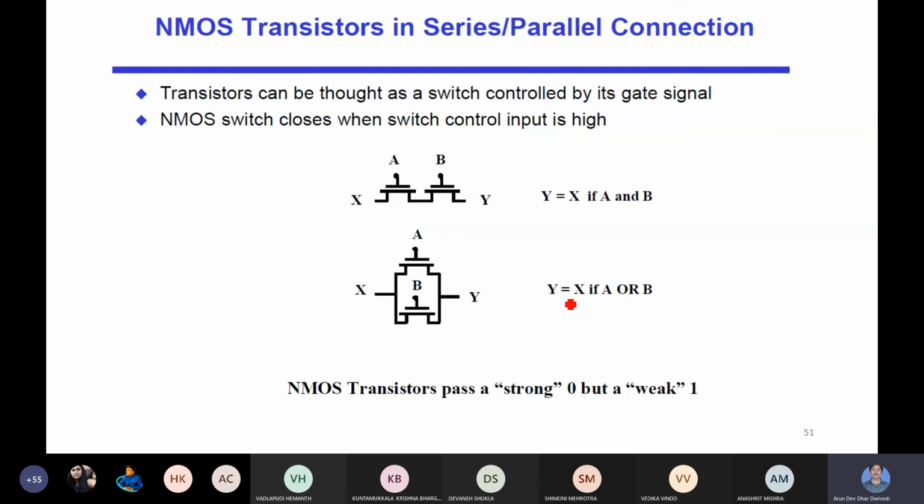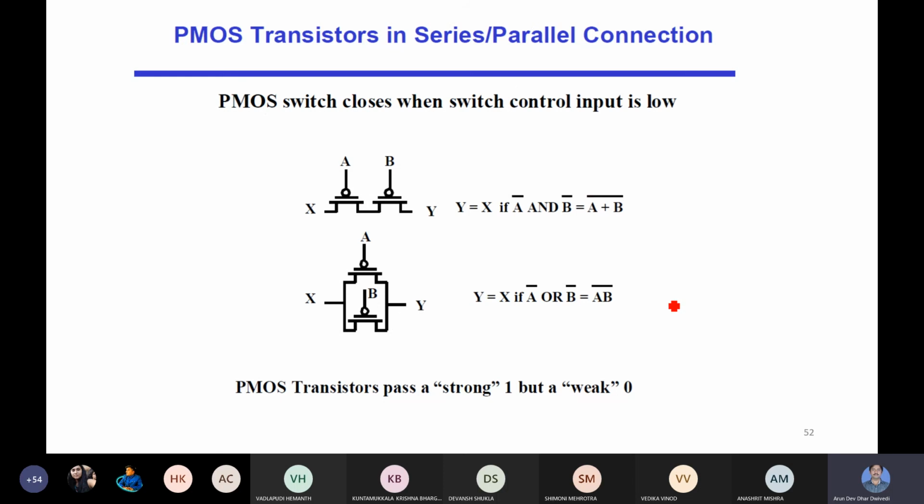In the other case, if you want to make A and B, this type of logic can be made, meaning series. If you want to make OR, then the NMOS transistors can be connected in parallel. Basically these properties will be utilized: if NMOS transistors are connected in series, they will implement the AND function, and if they are connected in parallel, they will implement the OR function. This is basically the property of NMOS, which passes strong 0 and weak 1, and PMOS passes strong 1 and weak 0. That property I will explain later in detail.